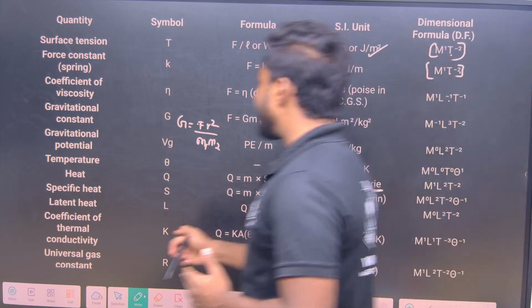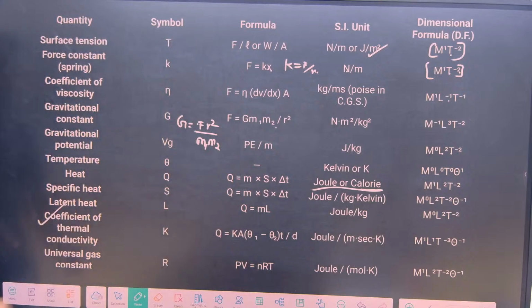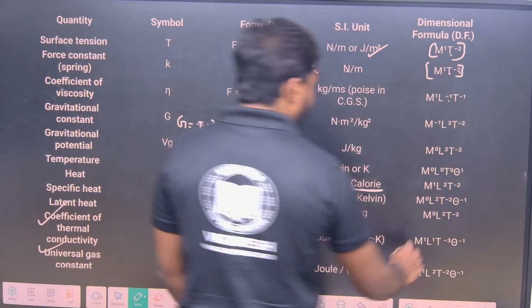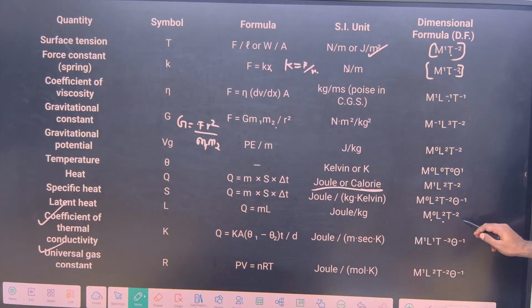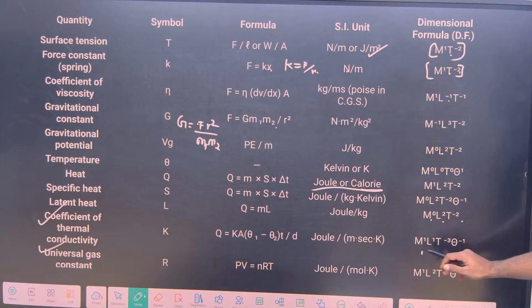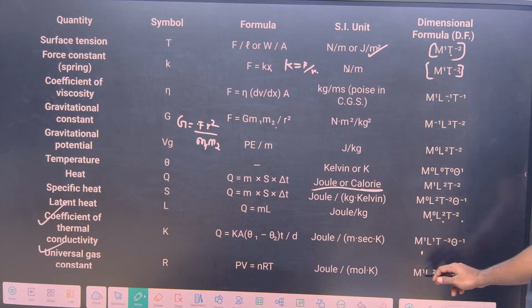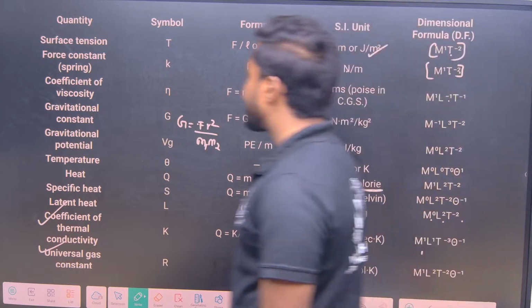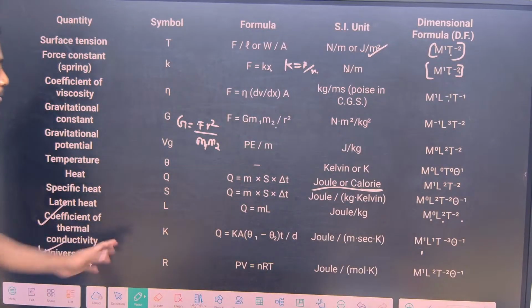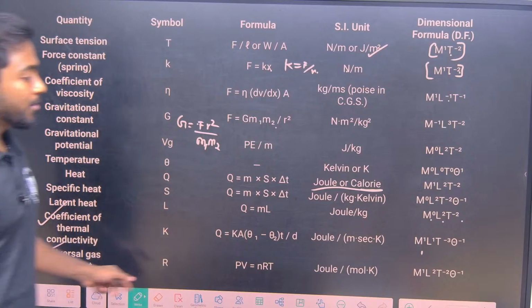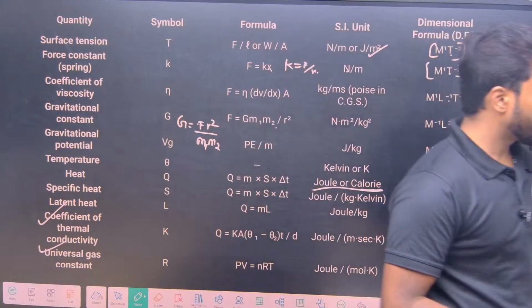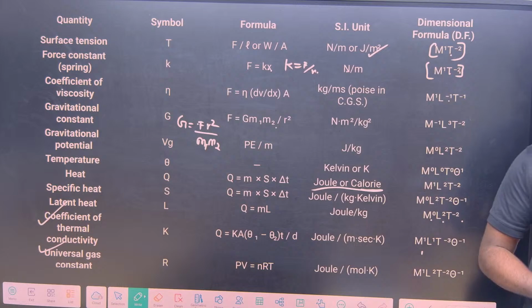Then some more: latent heat, coefficient of thermal conductivity, universal gas constant. They have given the dimensional formulas: M power 0 L power 2 T power minus 2, M power 1 L power 1 T power minus 3 and theta power minus 1, and M power 1 L power 2 T power minus 2 and theta power minus 1 for these quantities. So you can take a note of these quantities, and one more slide of quantities is there. Let us discuss that and go to the next topic.